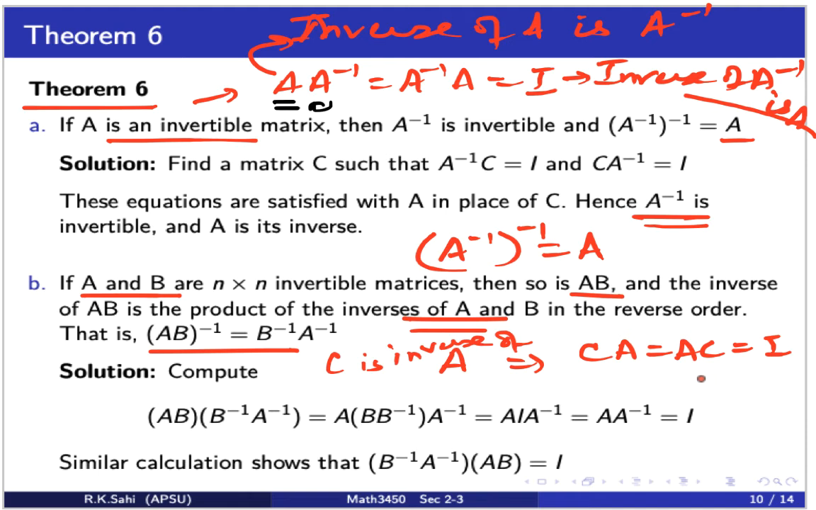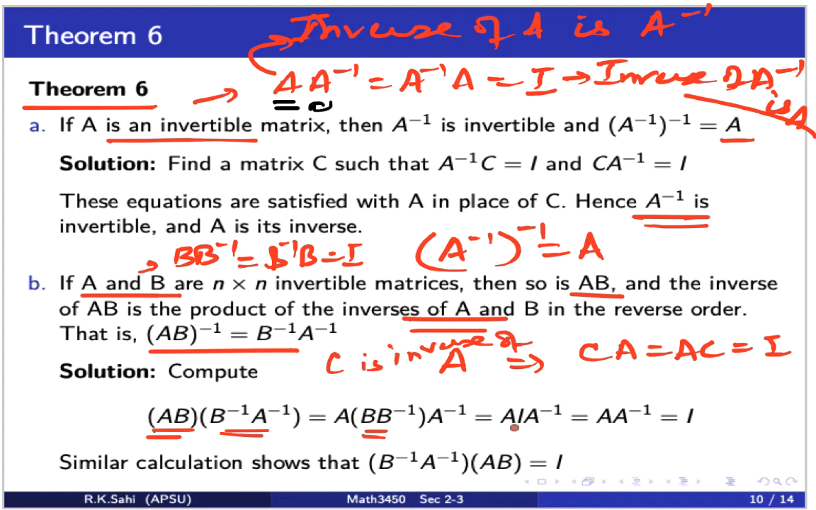So whenever you have to prove things like that, you take the product, whatever you're proving, AB, and multiply B inverse A inverse on the right hand side. Then we just do the normal matrix product: AB, then B inverse A inverse. Now remember associativity, I can combine B B inverse first. Because B is invertible, B inverse B equals B B inverse equals identity. So we replace B B inverse by identity.